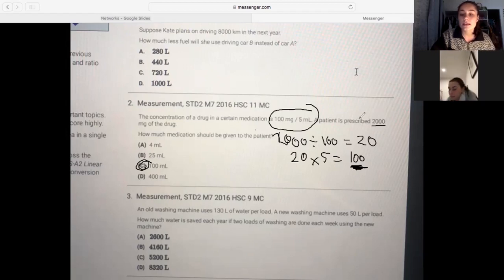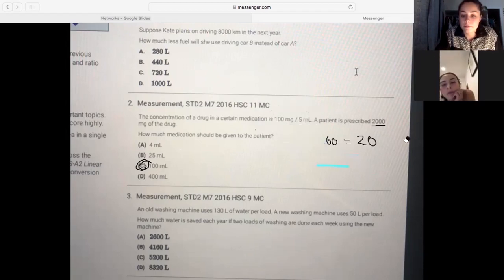Yeah. It's similar to the kilometers one. You just have to divide the milligrams to get to the same. So essentially we needed 20 of this lot. Does that make sense? 20 of that lot to get 2,000. Okay.